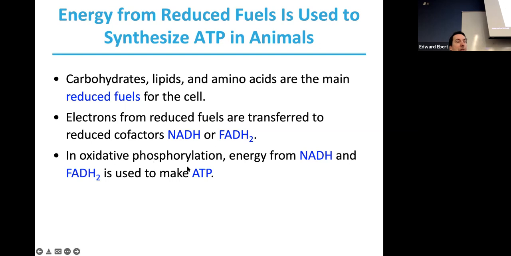So for oxidative phosphorylation, oxidative meaning we're sending our electrons to oxygen ultimately, and phosphorylation, we're going to phosphorylate something, in this case, adenosine diphosphate, to make adenosine triphosphate. We get the energy of that electron transfer from NADH and FADH2 to make ATP. So everything we're talking about in this chapter is, how do we make ATP?